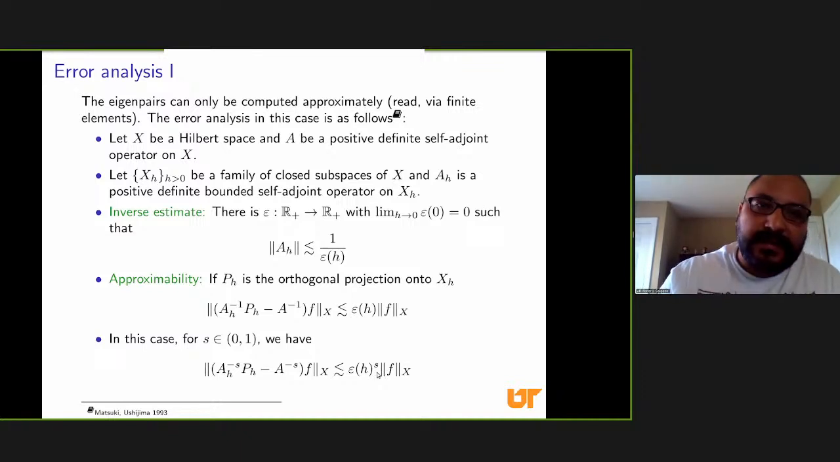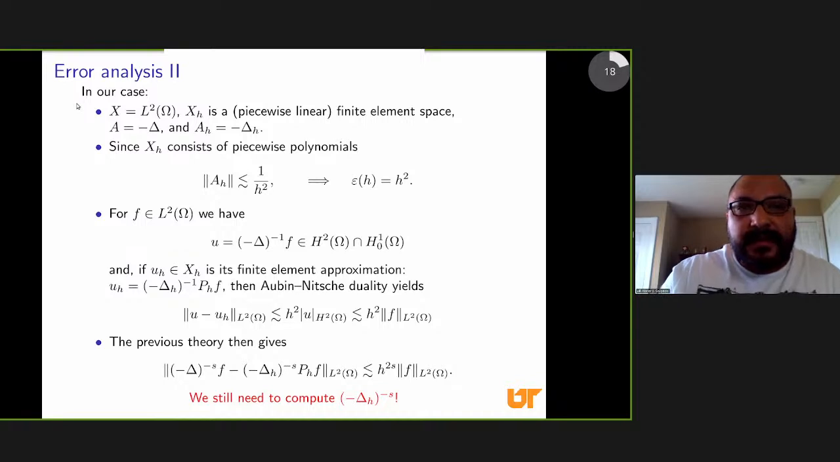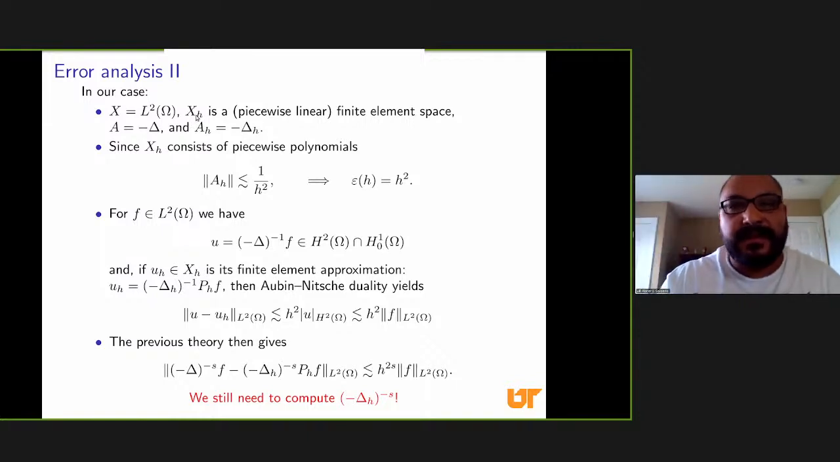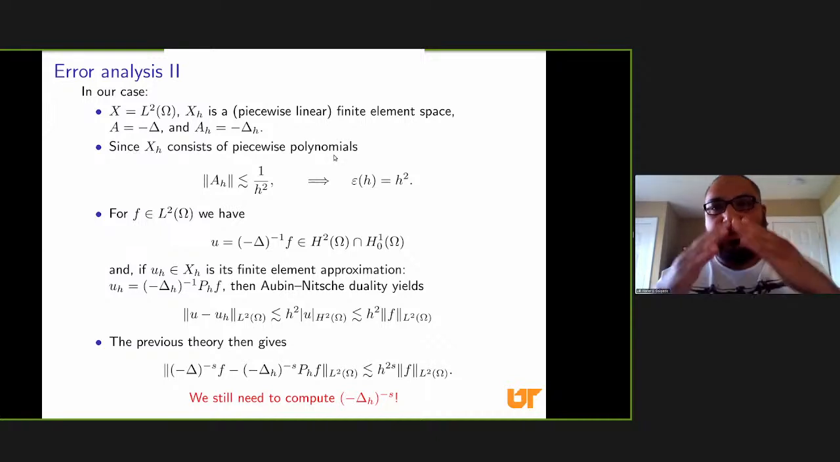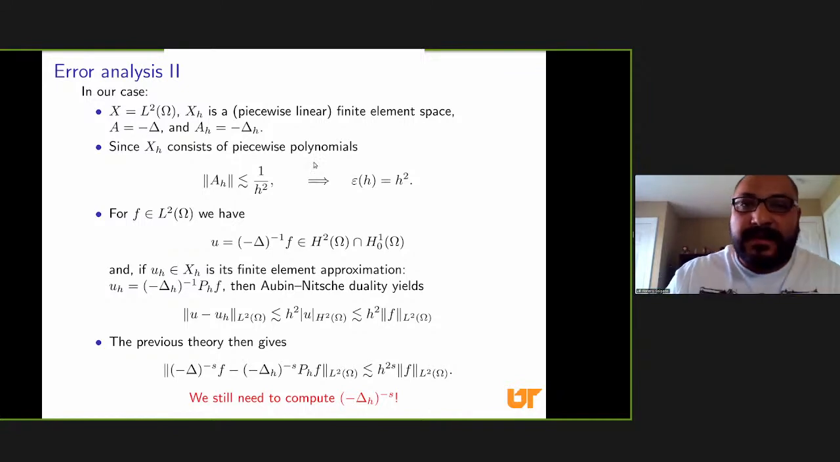Let's translate this into the fractional Laplacian case. So our space is going to be L2, X_h, let's say you use finite elements, piecewise linear, for instance. A, of course, is going to be the Laplacian, and A_H is going to be some discretization, say solving the Laplace problem in a finite element context. We need some sort of inverse estimate. Since we're dealing with finite elements, they're piecewise polynomials, they have a mesh attached to them. So things cannot move more than on a mesh scale. And that's why the Laplacian, which has two derivatives, scales like 1 over h squared. So your epsilon here is going to be h squared.